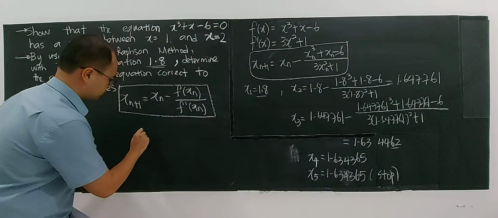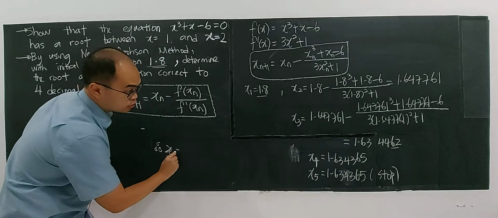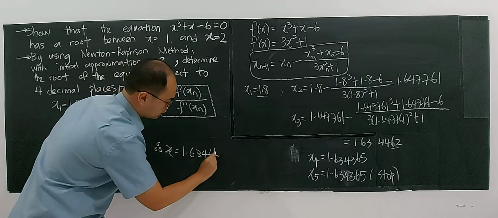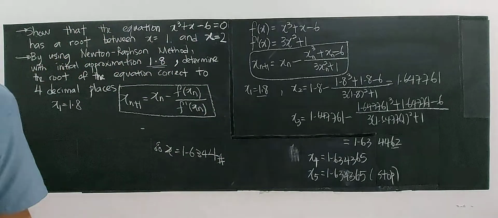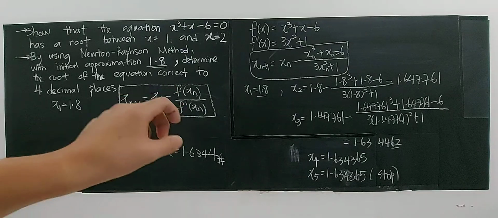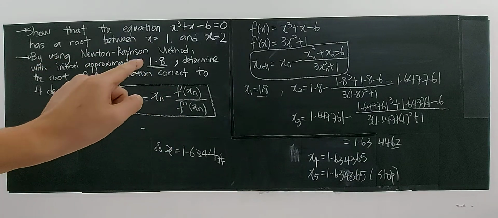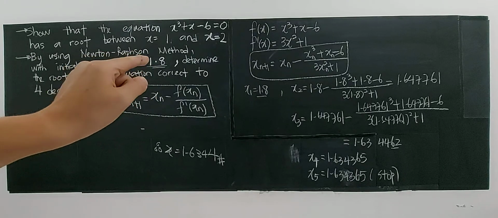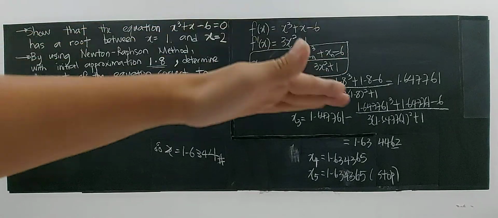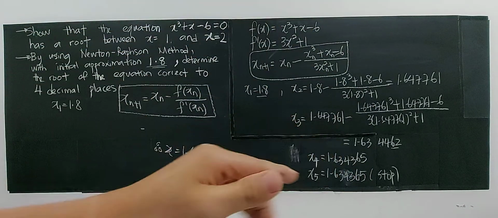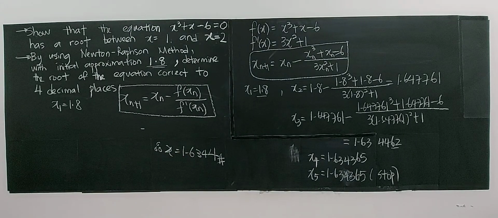Therefore x equals 1.6344 is the root of this equation in this interval, right? So we first suspected the first approximation, that the answer is 1.8, but after applying the iteration method of Newton-Raphson, we can see the actual root, which is 1.6344. Alright, that's the power of the method introduced by Newton and Raphson. Alright, that's all for this video. Hope you understand.